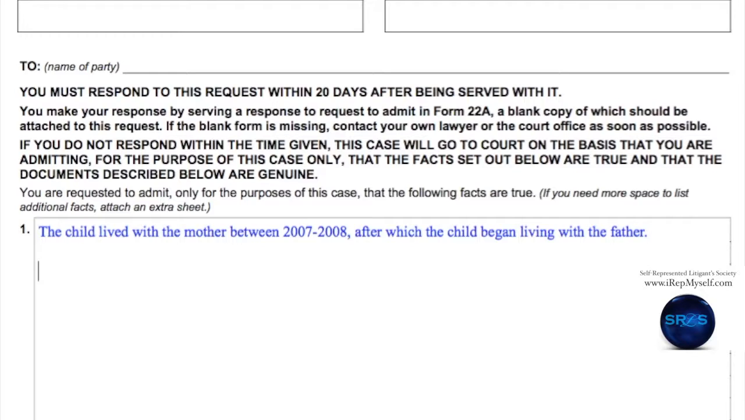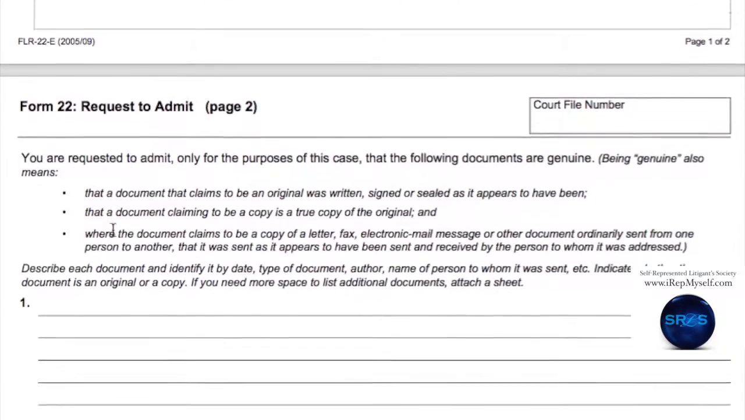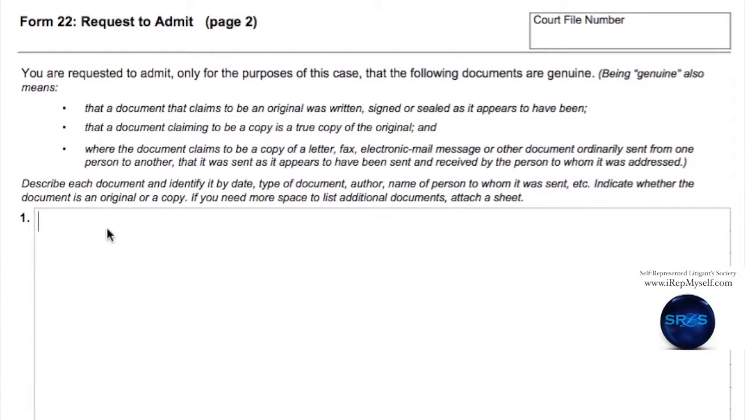So why would someone do this? Well, it would be used as a tool to narrow the issues, and typically these answers can be used against another person. In this specific document, you can also ask the other party as to the genuineness of a certain document. And in this example, I'm putting the doctor's letter of June 16, 2014.